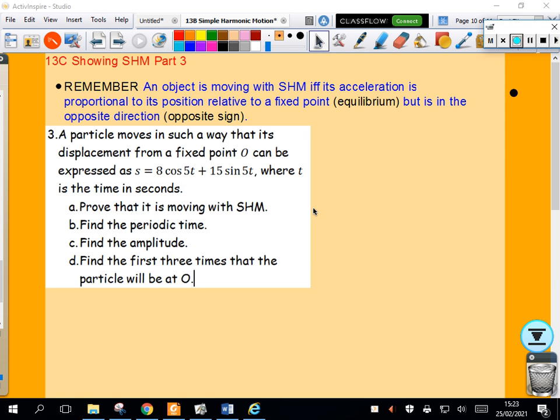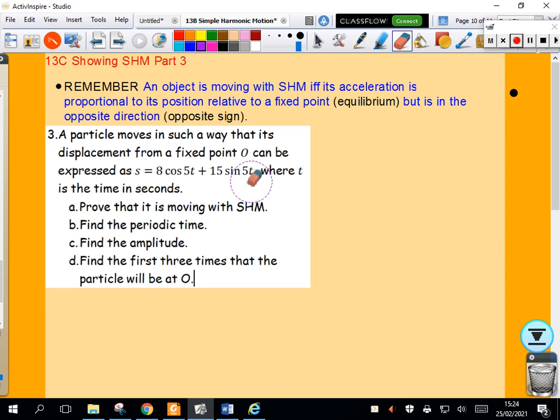Okay, so this is the third part in a little collection of video lessons about showing simple harmonic motion with functions of this type. We're told the particle moves in such a way that its displacement from a fixed point O can be expressed as S equals 8 cosine 5t plus 15 sine 5t, where t is the time in seconds. Prove that it is moving with simple harmonic motion.